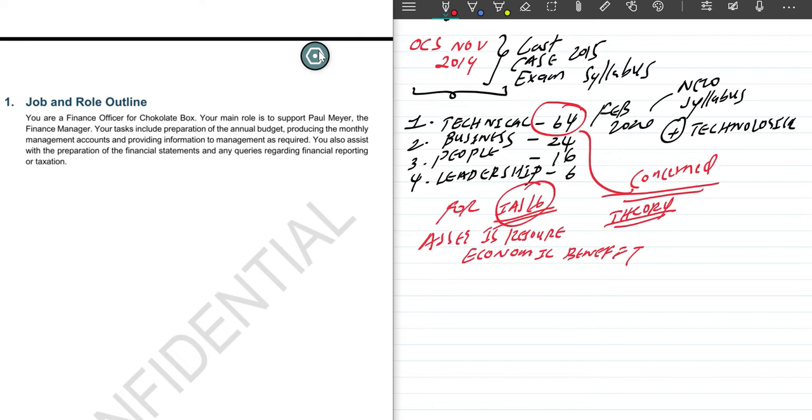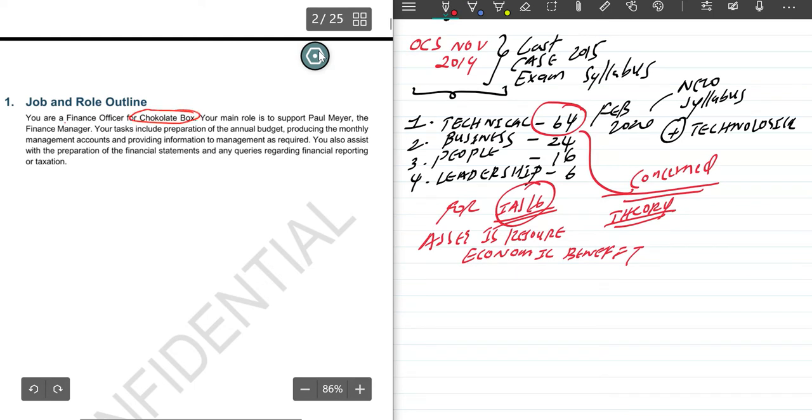So students, if you look at here, they are telling you are the finance officer of chocolate box. You are the finance officer of chocolate box. So please keep that in mind. You are the finance officer. So students, finance officer means you are working in the operational level. So please keep that in mind. You are working in the operational level.